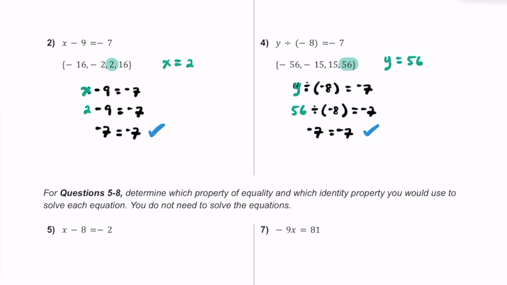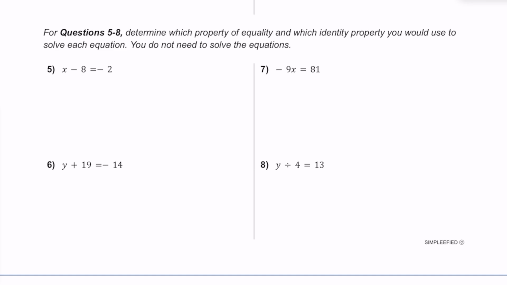All right, let's try a few other types of problems now. So in questions 5 through 8, let's go ahead and determine which property of equality, remember there are 4 of them. There's the addition property of equality, subtraction, multiplication and division. So there's 4 of those properties of equality, as well as an identity property. So there's 2 of them. There's the identity property of addition and the identity property of multiplication.